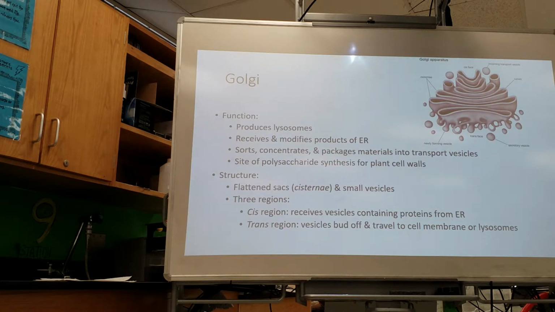The Golgi, sometimes it's called Golgi body, Golgi apparatus, Golgi complex. That's why I just go with Golgi.